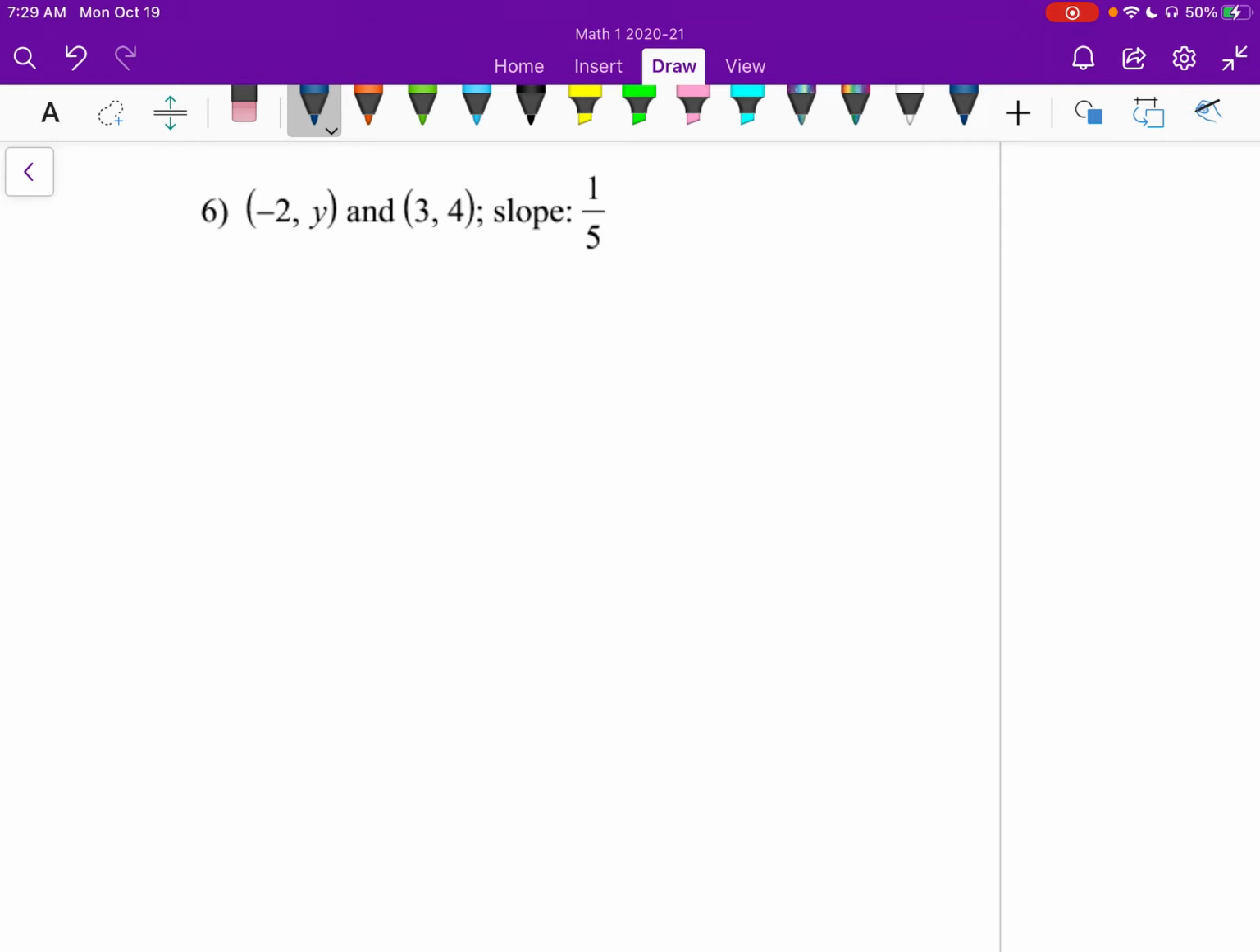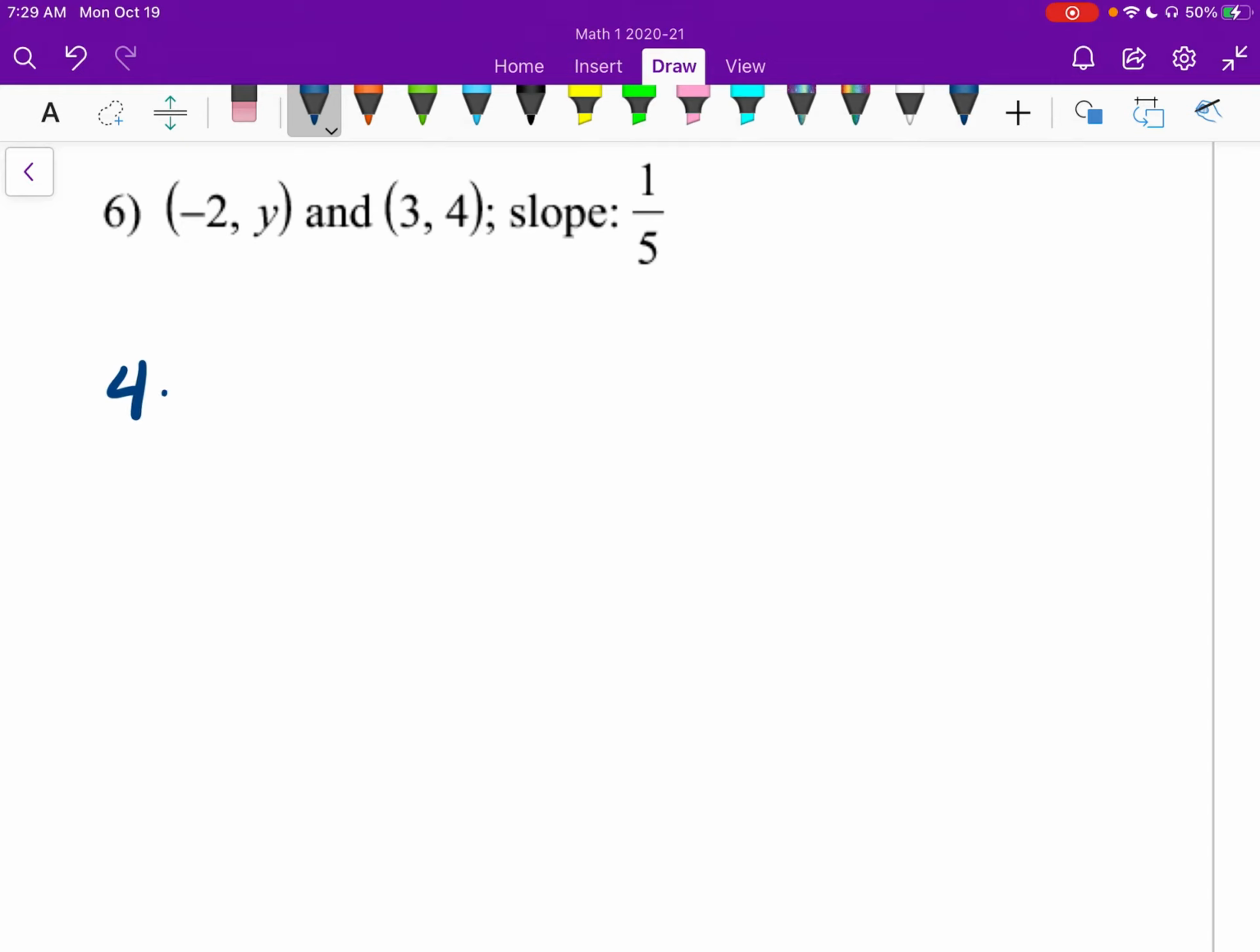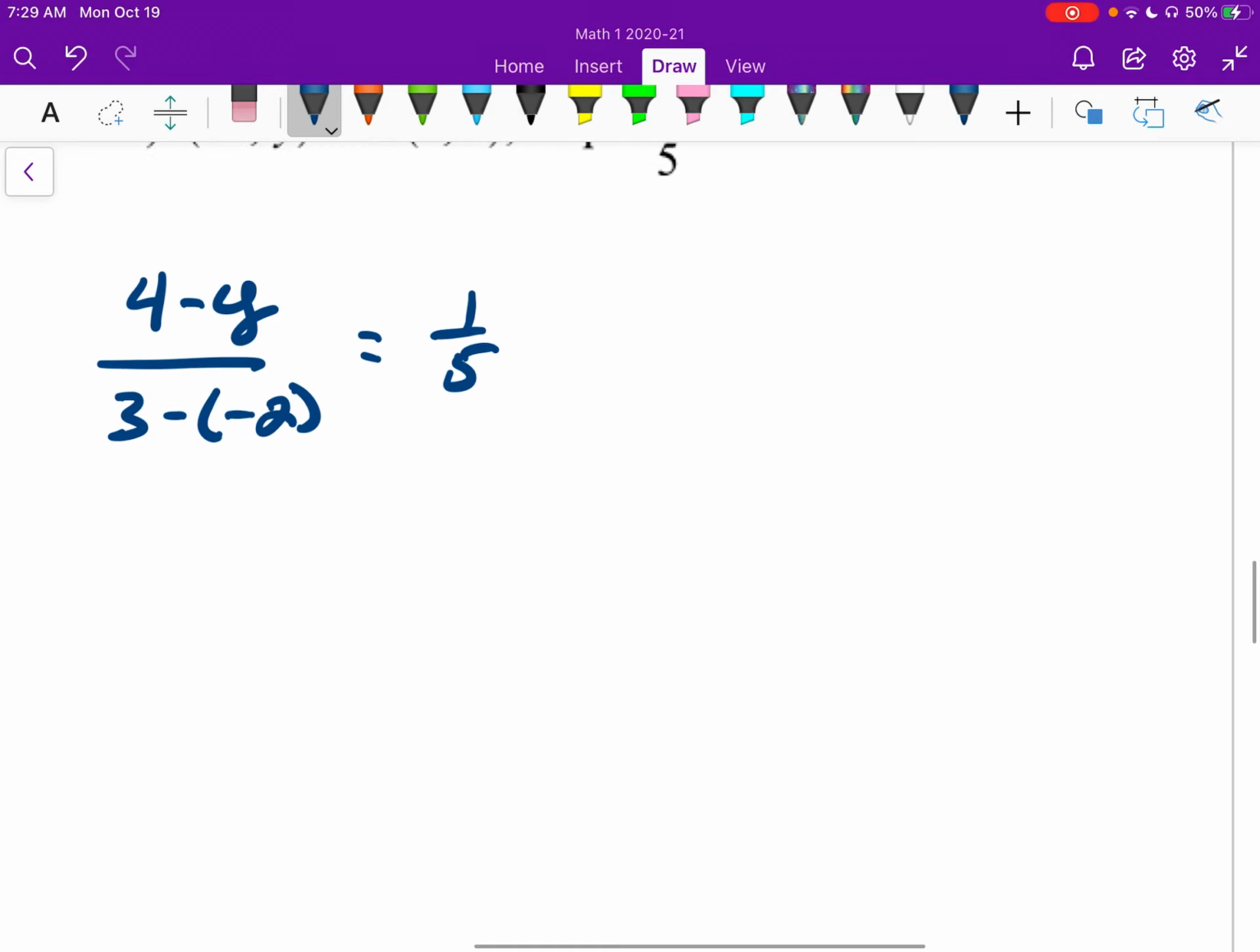So number 6, we're going to start off by writing our formula, just like last time. We're going to have 4 minus y over 3 minus negative 2 equals 1/5. Now, just like every problem so far, I'm going to make this a little bit prettier. I'm going to change this to an addition sign there because I had a double negative. And I'm going to have 4 minus y over 3 plus 2 is 5, is 1 over 5.